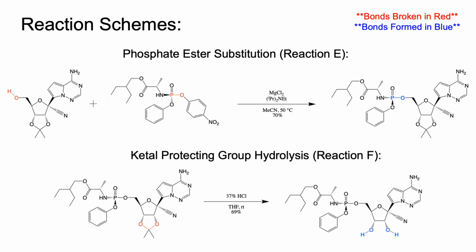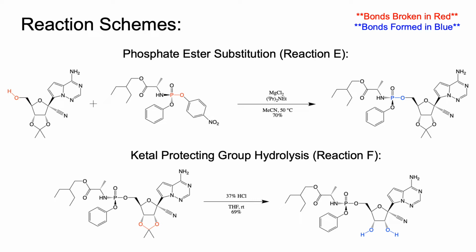So the reactions that we covered involved two of the final steps in creating the molecule remdesivir. Our first reaction, labeled as reaction E in the paper, involves a substitution of the phosphate ester that was prepared in reactions G and H. This substitution occurs between the nucleoside-like starting material and a para-nitrophenoxide leaving group on the phosphate ester.